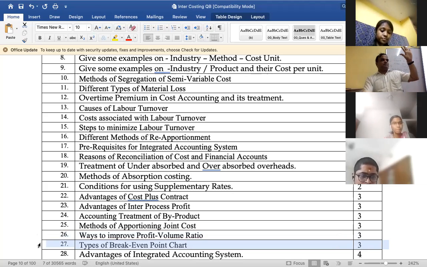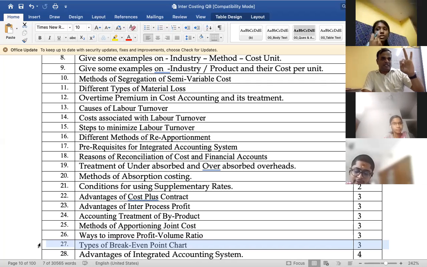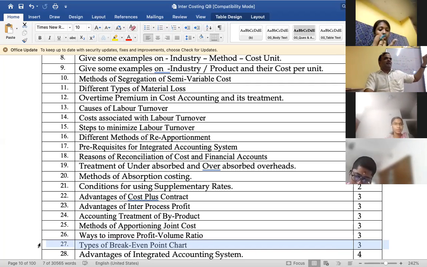Types of BEP chart: cash break-even chart, control BEP chart, analytical BEP chart, product-wise.